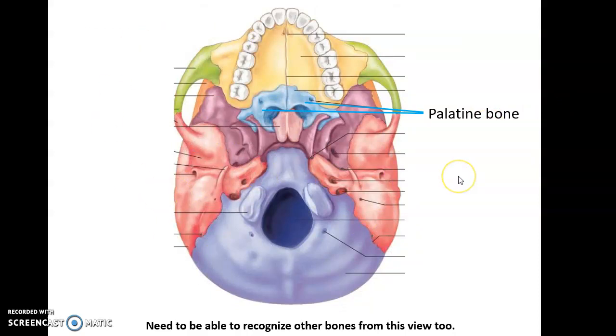Here's an inferior view of the skull, with the mandible removed, and we see in blue these two bones here are the palatine bones. Right and left palatine bones help make the posterior portion of the hard palate.